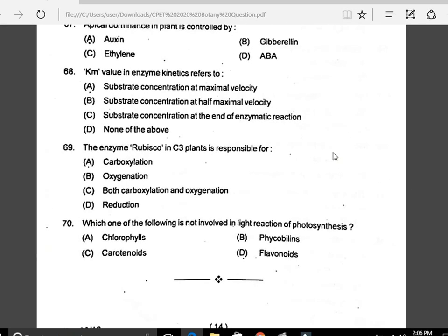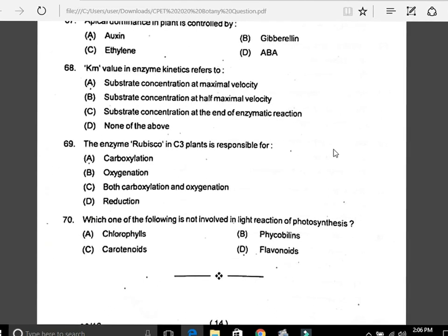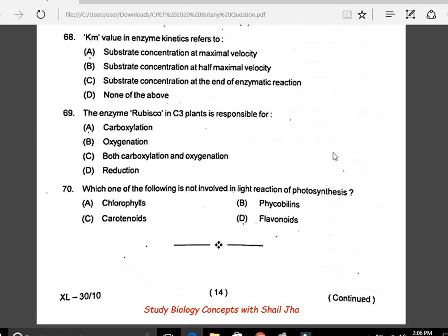Km value in enzyme kinetics refers to substrate concentration at half maximal velocity, that is B. The enzyme Rubisco in C3 plants is responsible for both carboxylation and oxygenation, that is C. Which one of the following is not involved in light reaction of photosynthesis? The answer is D, that is flavonoids.